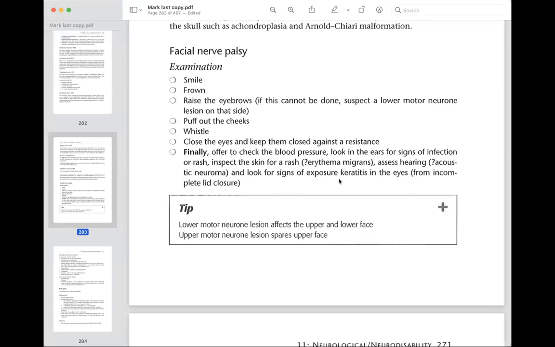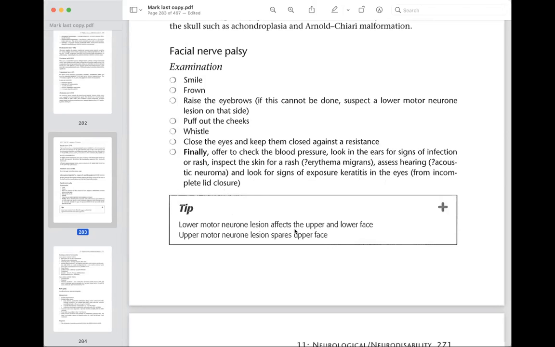Look for signs of exposure keratitis in the eyes for incomplete lid closure. This is very important. Whenever there is facial nerve palsy, you will look into the ears for signs of infection, and look at the skin for rash of erythema migrans. This is for Lyme's disease. This is for Ramsay-Hunt syndrome. And if acoustic neuroma, you will say you don't know if this is the cause. So you will assess hearing and exposure keratitis in the eye for incomplete lid closure.